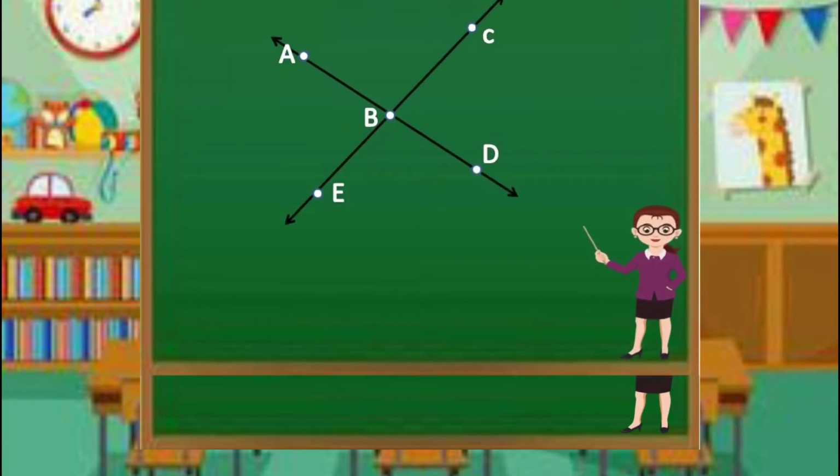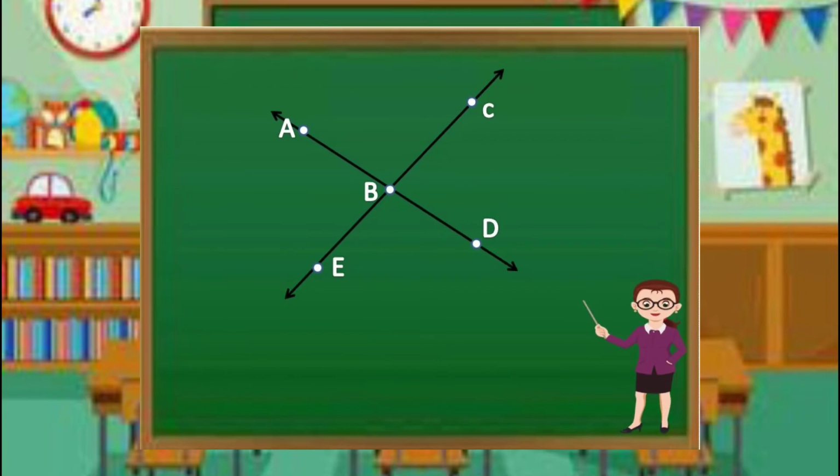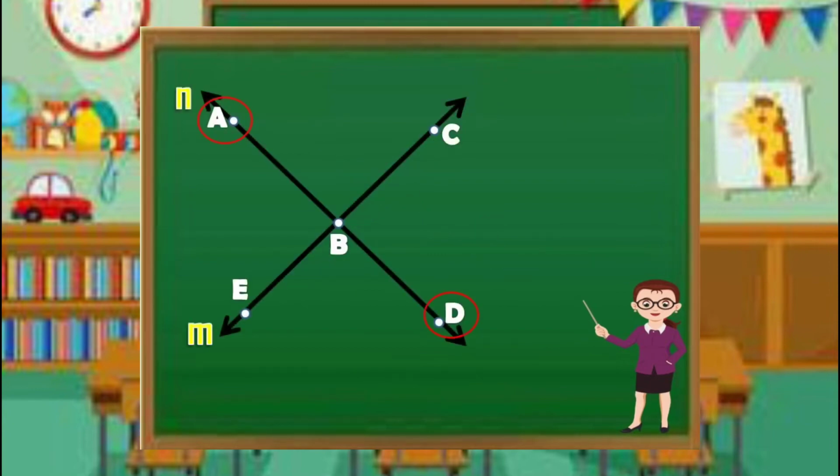In this illustration, how many points do you see? Right! There are 5 points in our illustration. These are point A, point B, point C, point D, and point E. By connecting point A and point D, we have created a line, or line AD. By linking point C and point E, we have created a line, or line CE.